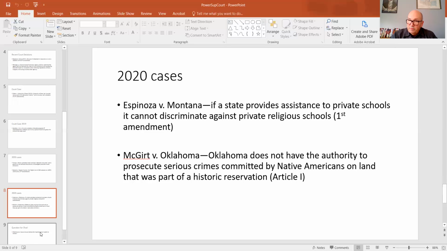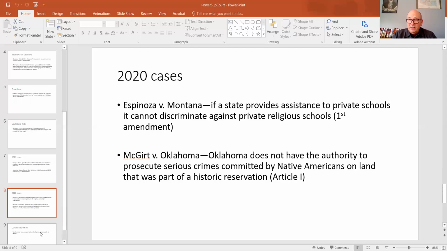And we have a case involving the First Amendment dealing with religion, Espinoza v. Montana, also this year. If a state provides assistance to private schools, it cannot discriminate against private religious schools. So we had a situation in Montana in which there was a voucher of $500 for students going to private schools in Montana, but not to private religious schools. So that was deemed by enough members of the Supreme Court, this was discrimination. If you're going to provide a voucher to students going to a private school, you can't then discriminate and not provide that voucher to students going to a private religious school.